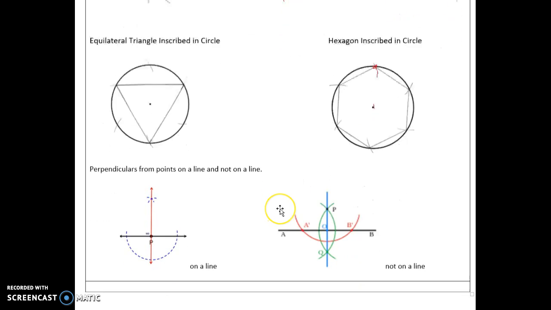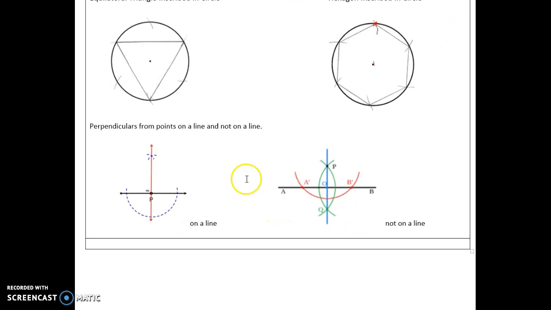And then the last two types of constructions that we have seen are perpendicular lines through a point on a line and through a point that's not on a line. So either way, what you need to do is put your compass point on the point that you're given. In this case, for both cases, it's the point P. And what you need to do is make a reference segment. So in this case, you open up your compass however large you want it and make a reference segment.